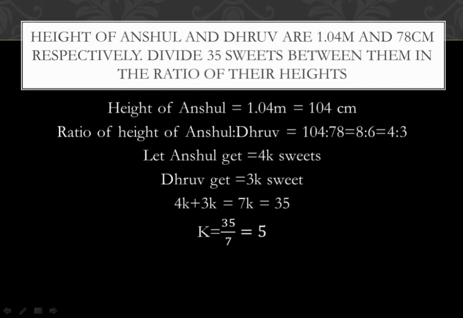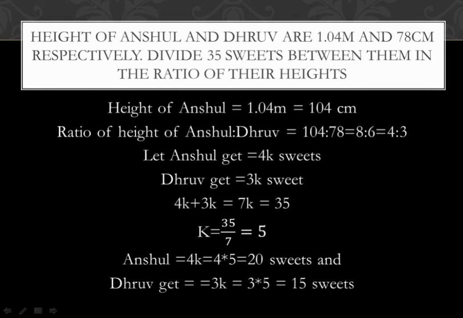Now Anshul was getting 4k and the value of k is 5. So 4 into 5 equals 20 sweets Anshul will get, and similarly Dhruv was getting 3k sweets. So 3 into 5 equals 15. 15 sweets Dhruv will get.